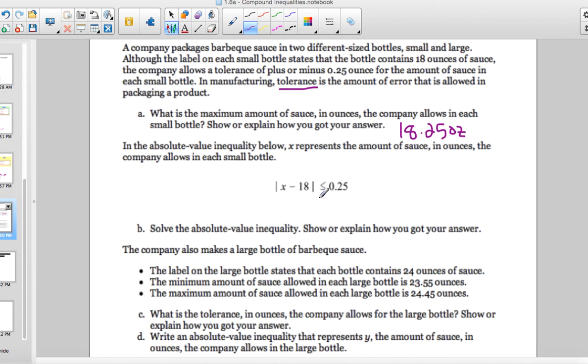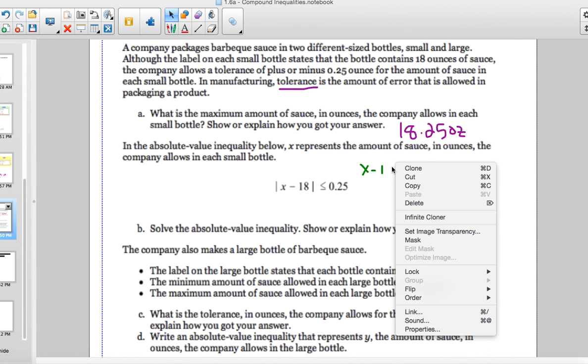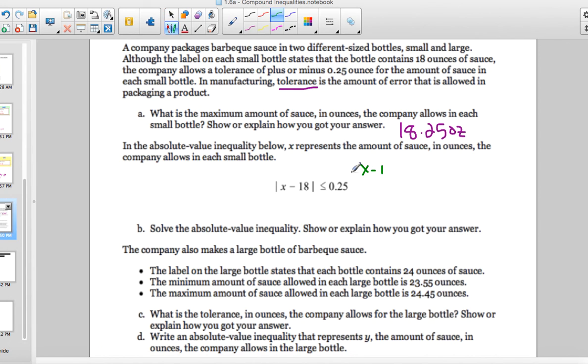All right, so then they give us an absolute value inequality, right? Solve it. So do exactly what you were doing before. You're going to have x minus 18 is less than or equal to 0.25. So you're going to add 18. You're going to say, okay, x is less than or equal to 18.25.